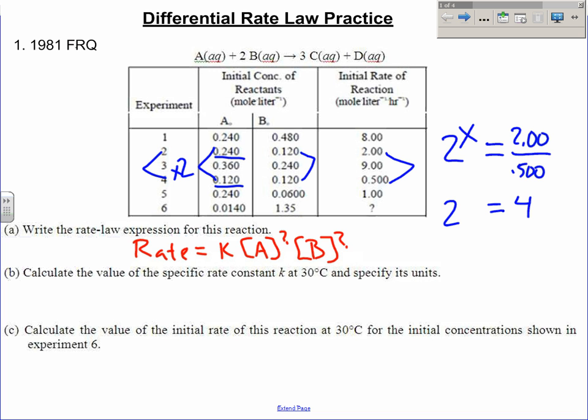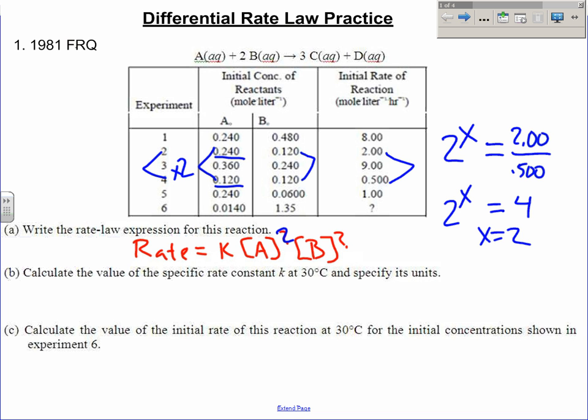So when I doubled A, that resulted in a change of 4 for my overall rate. So what exponent would give us that 2 becomes 4? Only when x equals 2. So with respect to A, the order of this reaction would be second order because doubling A quadrupled the overall rate.